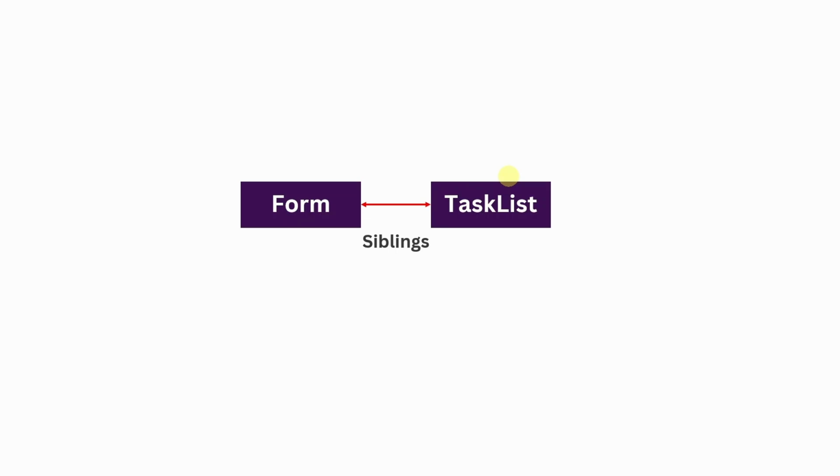And how can we transfer data from one component to another? By using props. But now the problem is that form and task list are siblings, so we cannot pass the data using props. It is not possible at all, because props data can only be passed from parent to child component. Form and task list are siblings, so from form I cannot pass any data to task list. So in this case, we will use the technique called lifting state up.